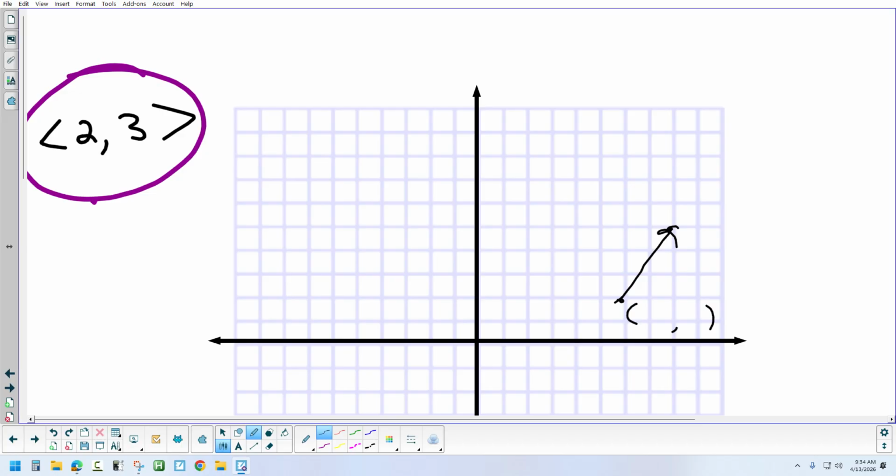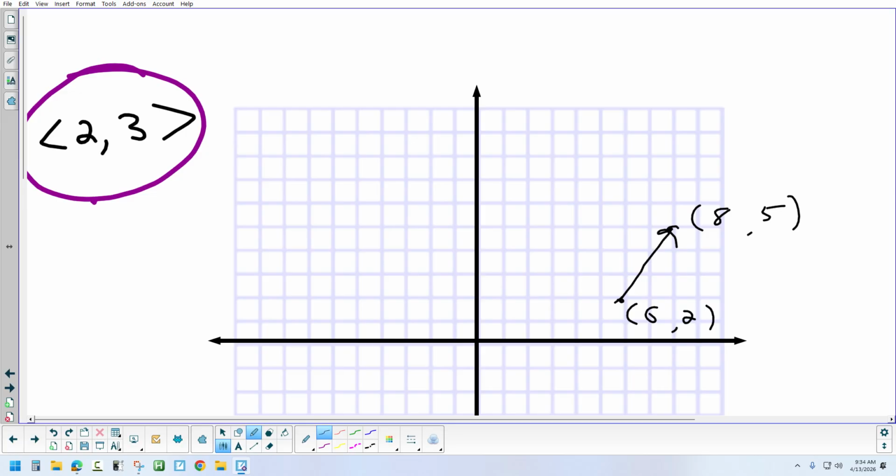Yep. 6, 2. All right. And what's the coordinate of the terminal point? Yep. 8, 5. 8, 5.